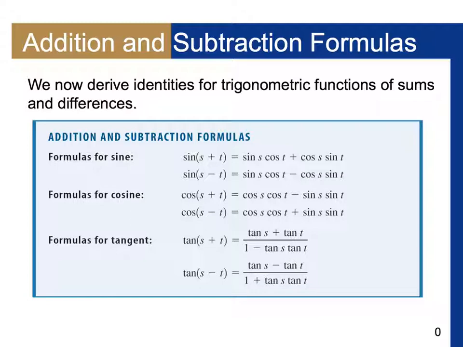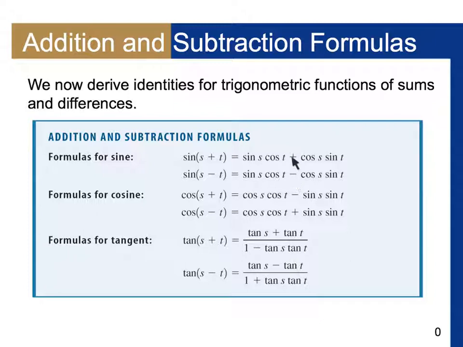Okay, so for sine, if we're taking the sine of two angles added, the angles being s and t, the sine of s plus t would be sine of s cosine of t plus cosine of s sine of t. And then for a difference of two angles, s and t, the sine of s minus t would be sine of s cosine of t minus cosine of s sine of t.